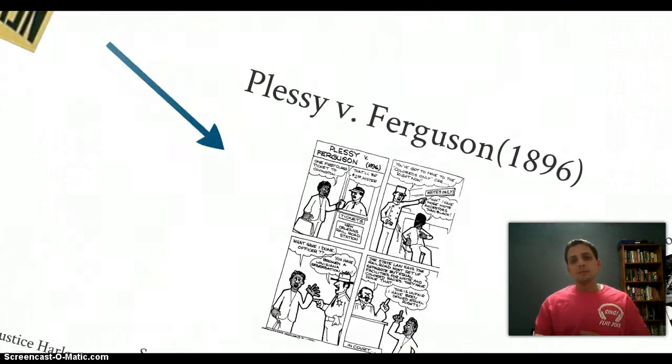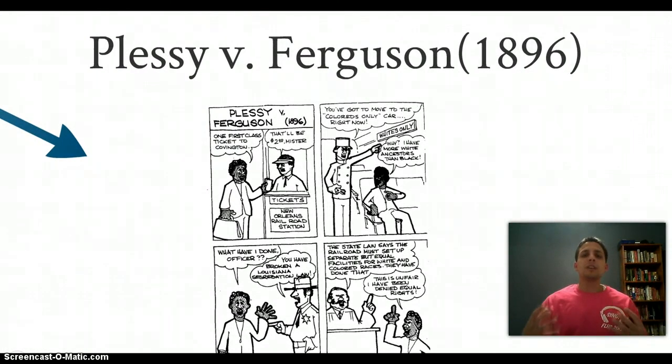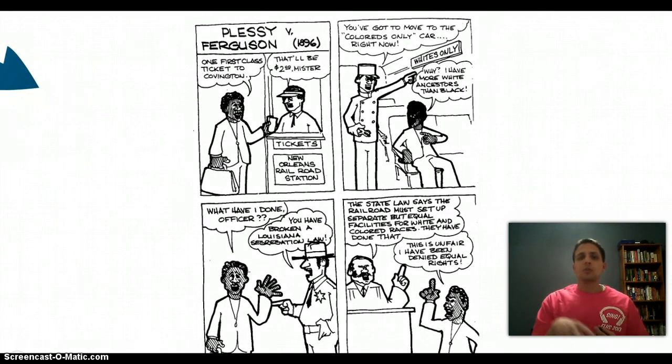Now, when they start to challenge it, the most famous example of a black person in the South challenging the Jim Crow laws is going to be the case of Plessy versus Ferguson. So in this case, you can see it through the cartoon here, if you could read along while I'm explaining. What happens is this man named Homer Plessy gets on a train. He buys a first-class ticket, and he's traveling through the South, and he goes through Louisiana, which has segregation laws. And he's sitting in his first-class seat, and the conductor comes over to him and tells him basically, you can't sit here because you're black, you have to move. It's for whites only.